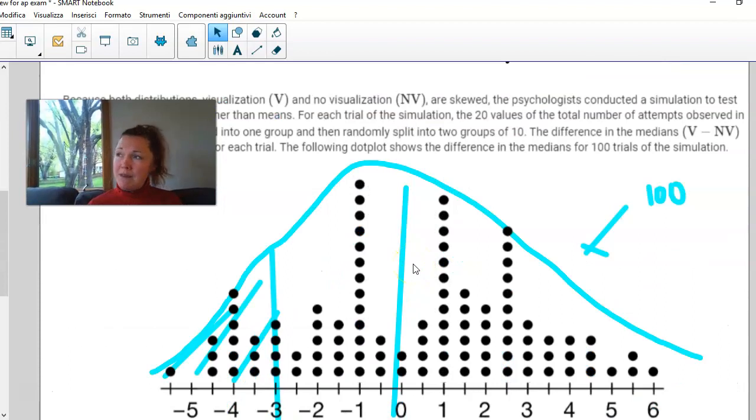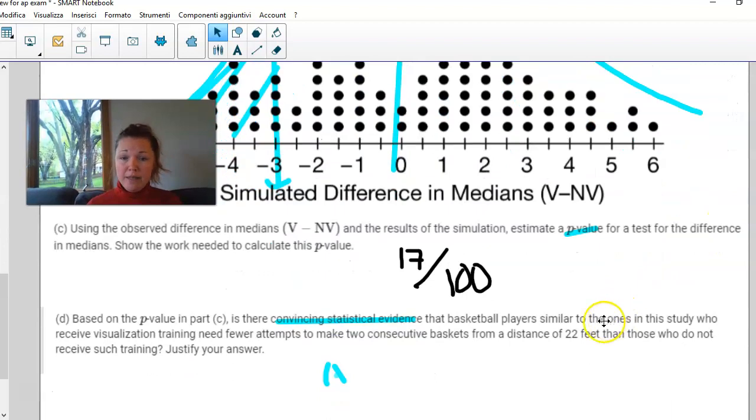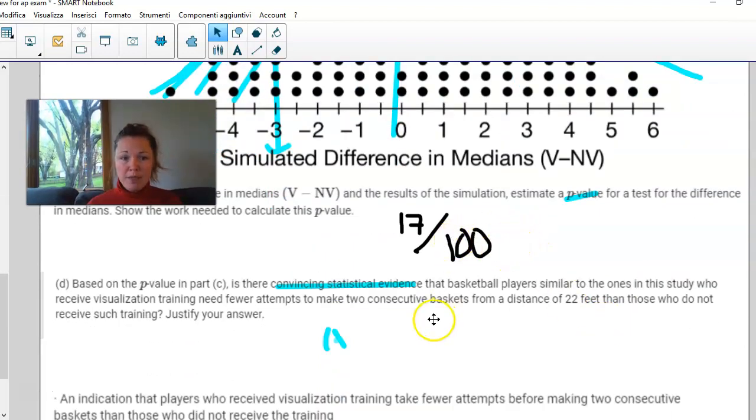And then think, what is a p-value again? The probability of getting a statistic or more extreme than that, given the null is true. Well, we don't have a Z, we don't have a T, but we do have a simulation. So we can take all of these dots divided by how many there are to get that p-value, which is 0.17.